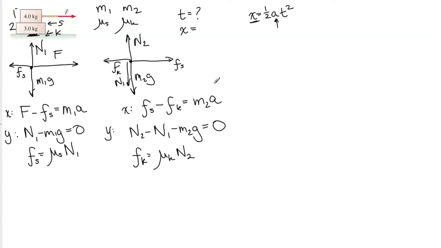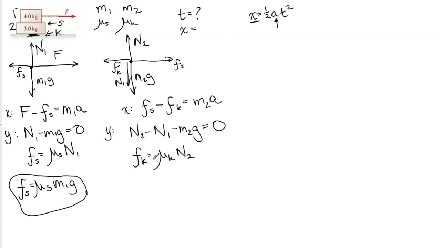So I come back over here to look at f sub s. Well, it's mu sub s times normal force number 1. But I can see from this equation that normal force number 1 is equal to m1g. So that's something I can use. I can plug that in there because I know mu sub s, I know m1, and I know g. So then I come over here and look at f sub k.